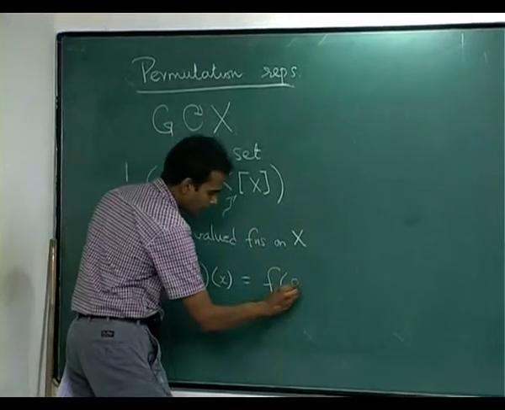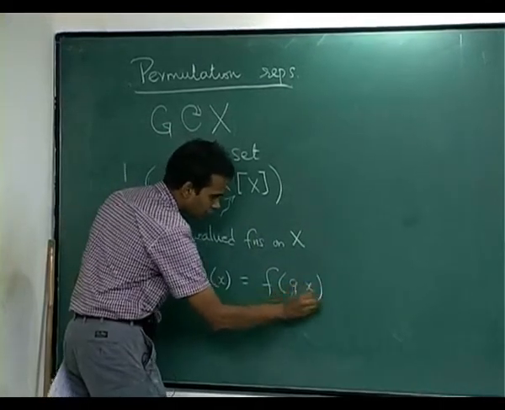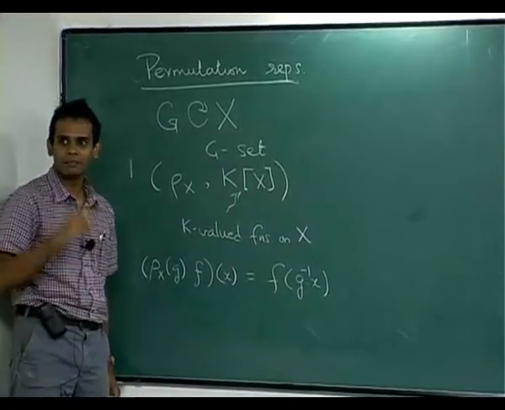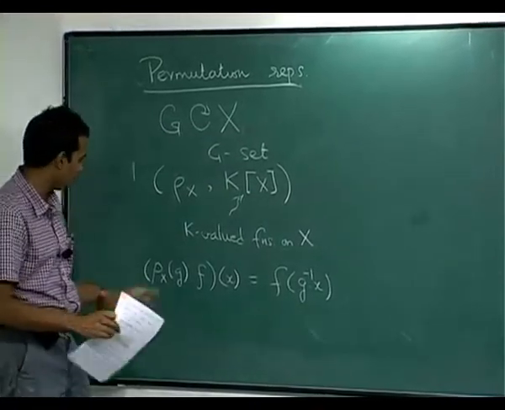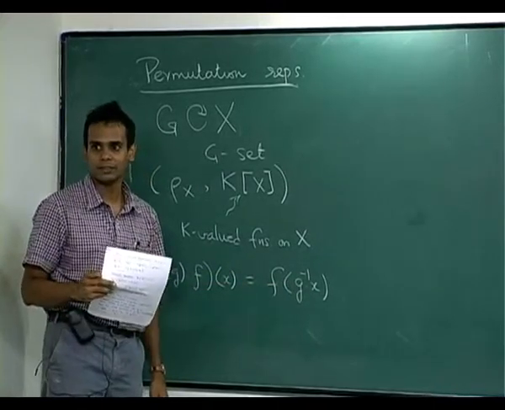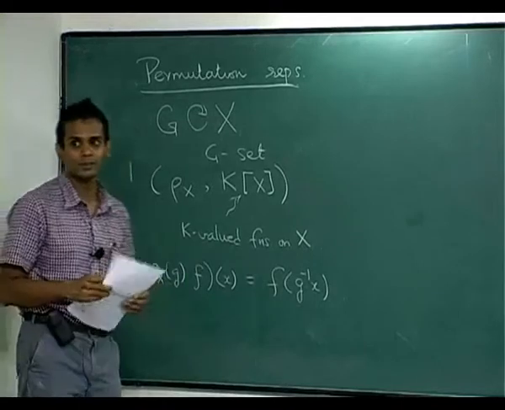It's not hard to guess that it should be probably something like g dot x, but actually it needs to be g inverse x because of this left-right problem. So if you put g dot x, it won't be a representation. It will be a representation of the opposite group, whatever that means.